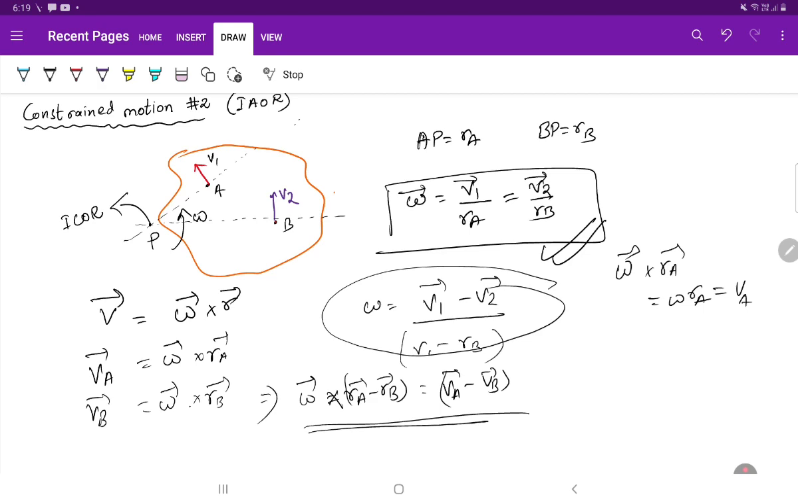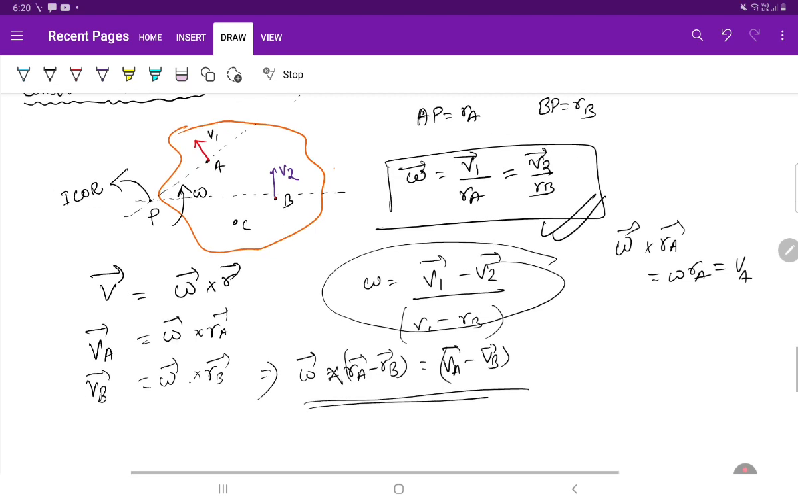So yeah, this is the method in which we can find the omega of the whole body with respect to the instantaneous center of rotation, and we can also find the omega of this body. Now, what is the application? Suppose we are asked to find the velocity of some other point C.